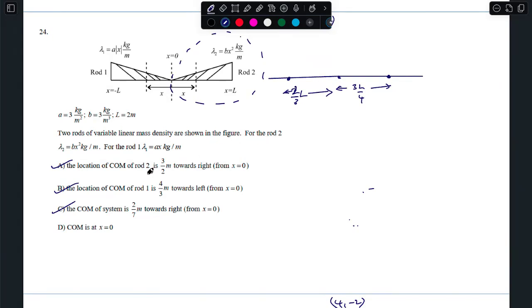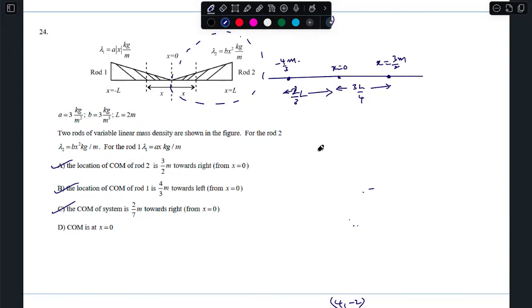The location of center of mass of rod 2 is 2L by 3 towards the right. Now, length 2 meters is given. Substitute. Now, if you are taking this as x equal to 0, what is going to be the location of this? 3 by 2 meter. If you put L equal to 2, what are you going to get? Minus 4 by 3 meter. Whether you do this or not, A and B can be done straight away.